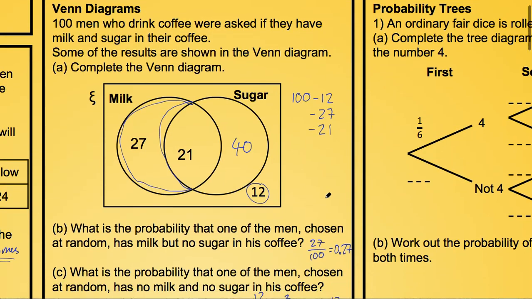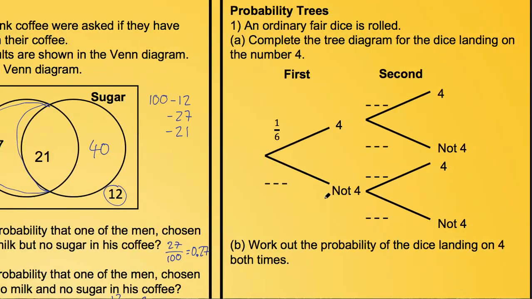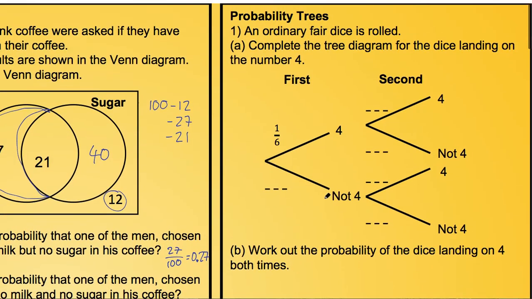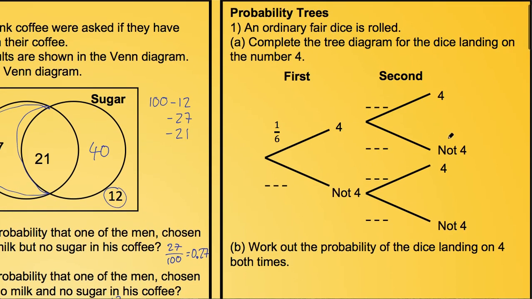Okay, moving on to probability trees. An ordinary fair dice is rolled. Complete the tree diagram for the dice landing on the number 4. So we're presuming it's rolled twice because that's what we've got on the tree diagram. These are independent events. What I get on the first roll doesn't affect what I get on the second roll, and that means that the probabilities remain the same for the first and the second roll.